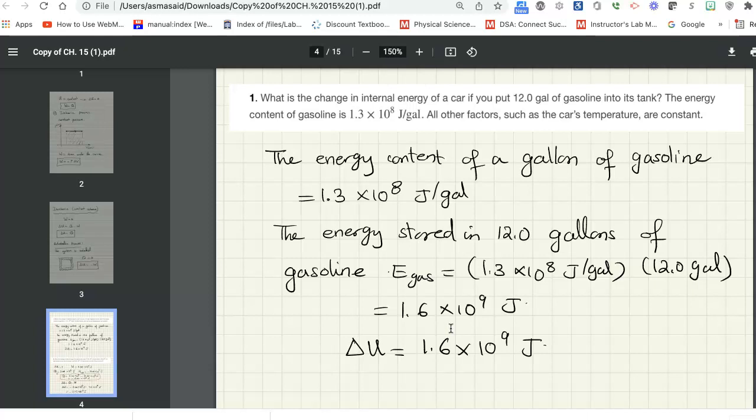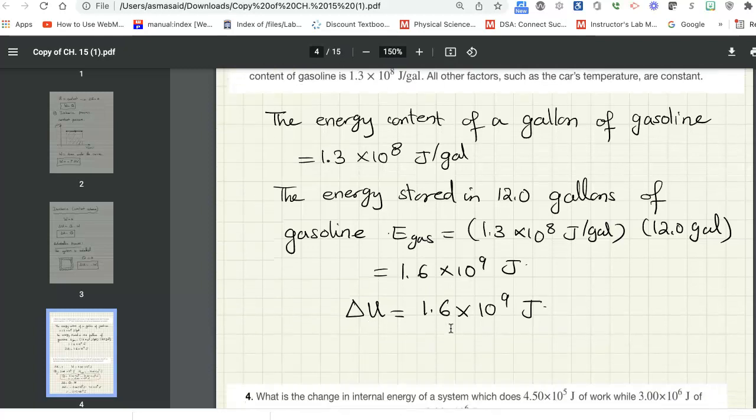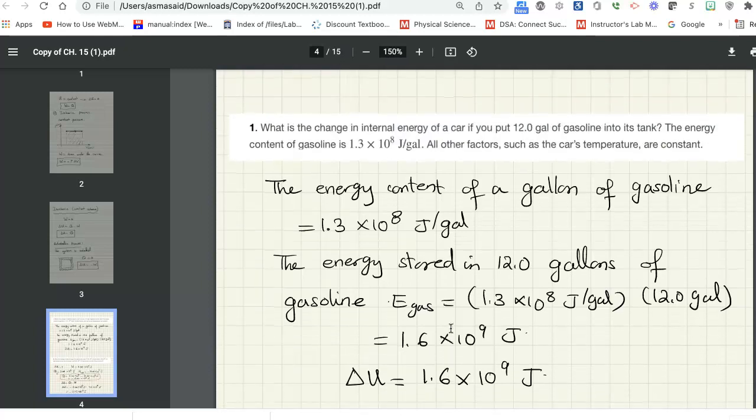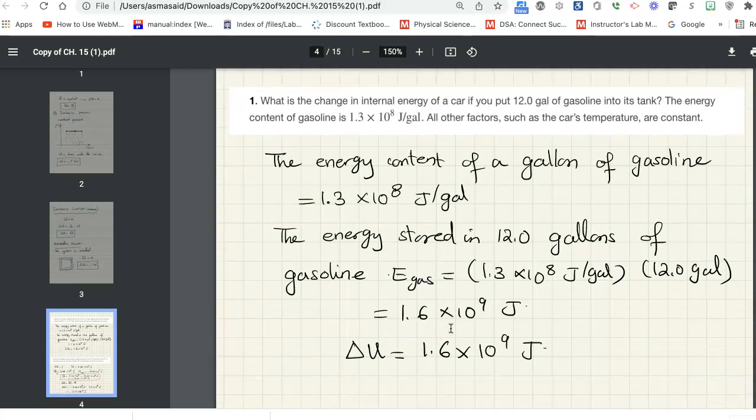And here, if we assume that the temperature is constant, the change in the temperature is going to be 0, isothermal. They said that the temperature is constant. Then I will look at the change in the internal energy as 1.6 × 10^9 joules.